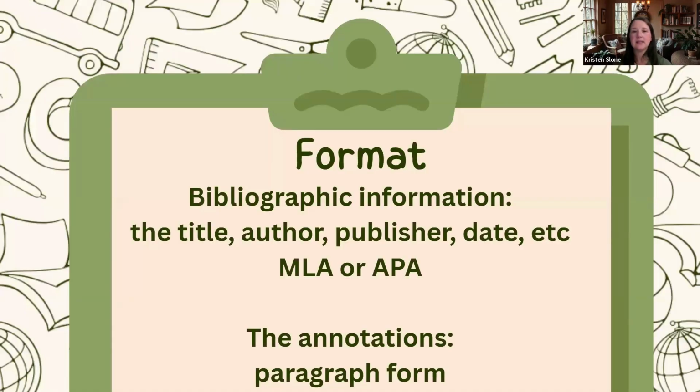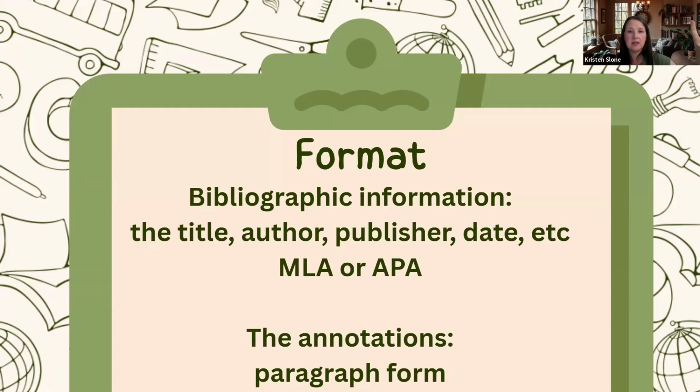So, formats between a bibliography and the annotation. The format of an annotated bibliography has two components. The first component is that bibliographic information that we talked about: the title, author, publisher, etc. The second component of an annotated bibliography is the annotation, and that is done in paragraph form.